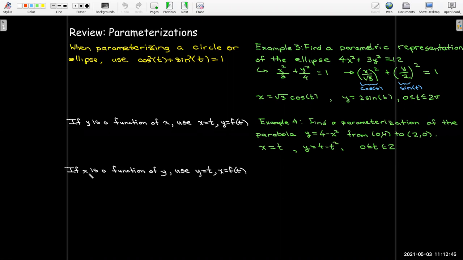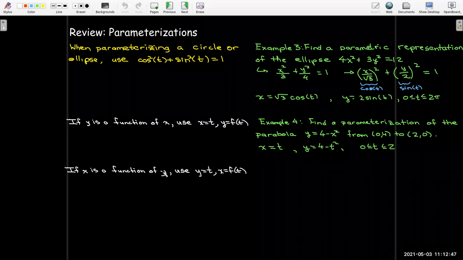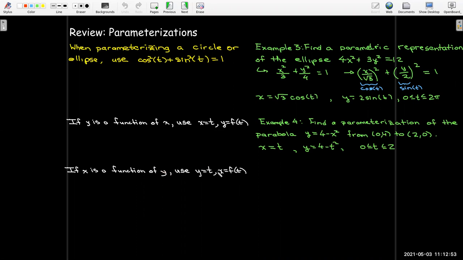As we saw in a previous example, if x is a function of y, then we're going to say that y is our independent variable. So we'll let that be the parameter t. And we'll use the formula that's given for x to determine the parametric equation for x.